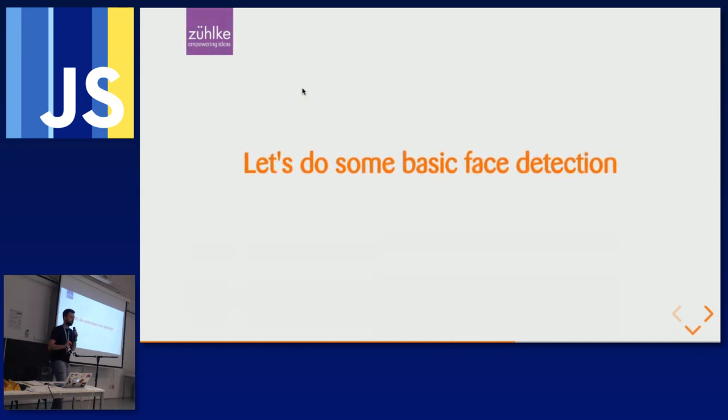So let's go to the fun part, right? So we have a stream, we have OpenCV, and OpenCV can handle classifiers. If you have been at the talk yesterday, I think it was, about classifiers that can detect, is it a cat or a dog? We will use a classifier that can detect, is it a face or is it not a face?